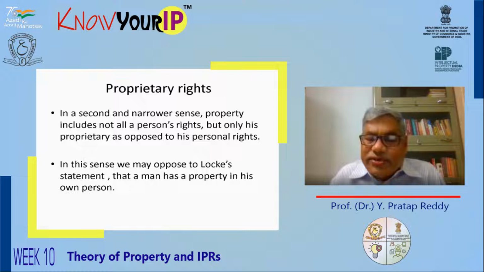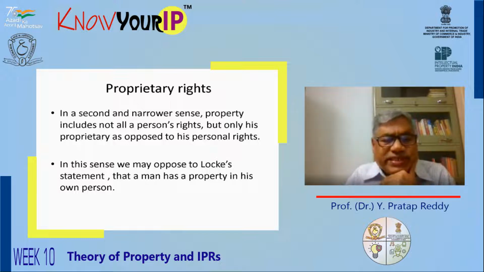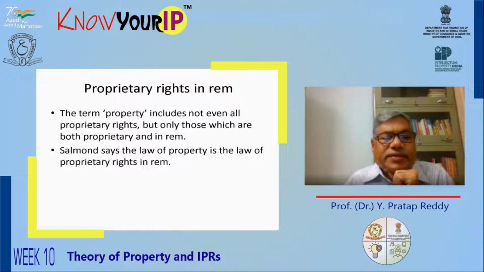In a second and a narrower sense, property includes not all of a person's rights, but only his proprietary as opposed to his personal rights, which we discussed. In this sense, we may oppose Locke's statement that a man has a property in his own person. Personal rights are excluded. The proprietary rights in rem. That is the present meaning of property.